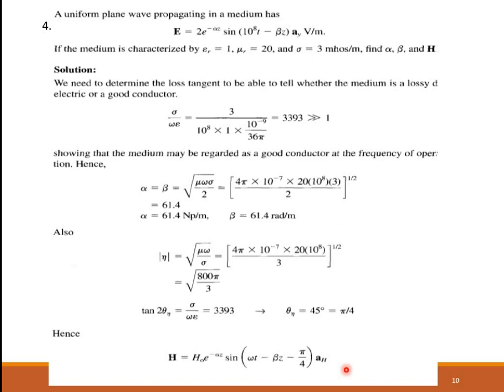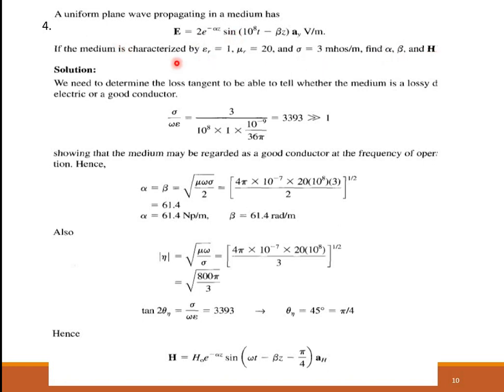Now coming over to problem 4. See, sometimes in the problem directly the medium will be given. The first 3 problems, the medium was directly mentioned. Free space, lossy, lossless. Some cases your problem will be framed in this way. A uniform plane wave propagating in a medium has, see the expression for E is given. If the medium is characterized by epsilon r is 1, mu r is 20, sigma is 3 mho per meter, you have to find alpha, beta and h.